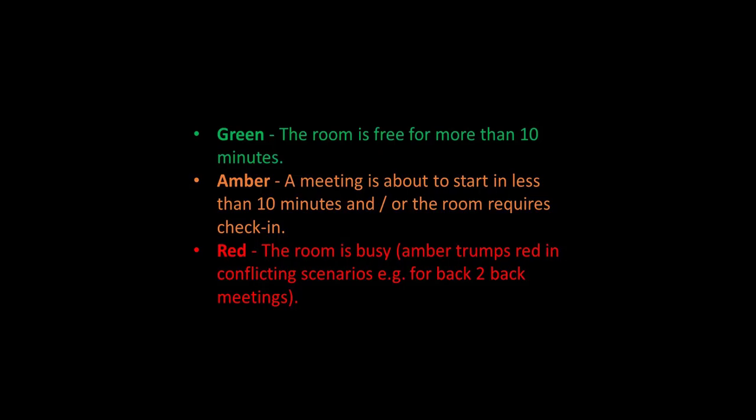Using the room booking panels. The panels will have three status colours. Green, which means the room is free for more than 10 minutes. Amber, this means a meeting is about to start in less than 10 minutes or a room requires a check-in. And red means the room is busy. Please note that amber will trump red in a conflicting scenario, for example, if there is a back-to-back meeting.